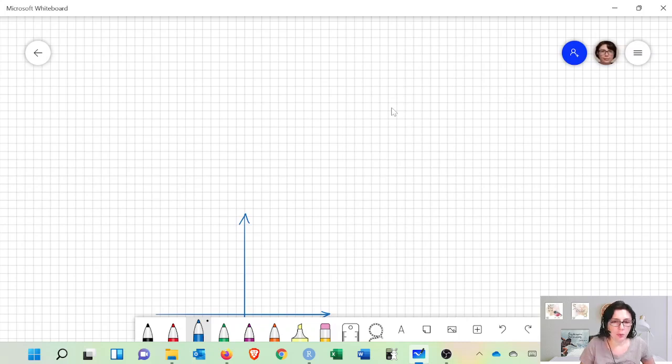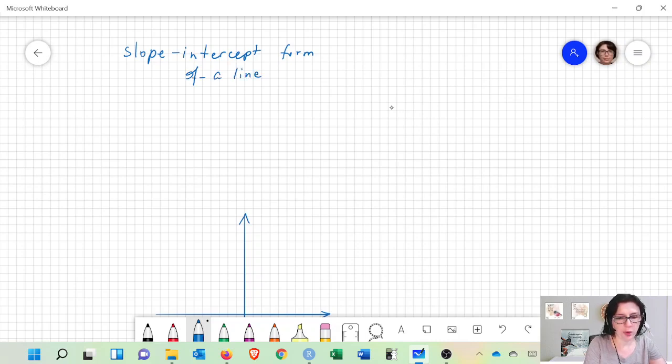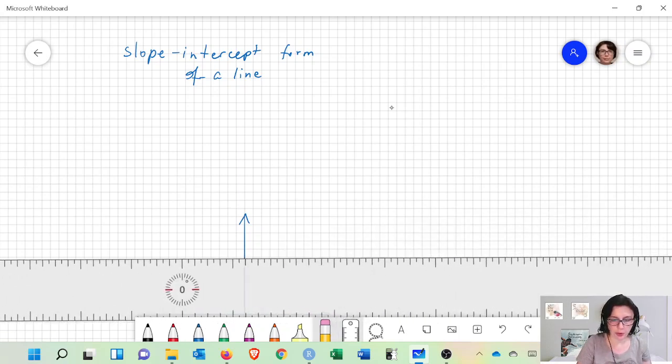Let's look at the most commonly used form of equation of a line, which is called the slope-intercept form. Slope-intercept form of a line works pretty much all the time, except if the line is vertical. You may be wondering, why am I saying that except if the line is vertical? What's going on with that?